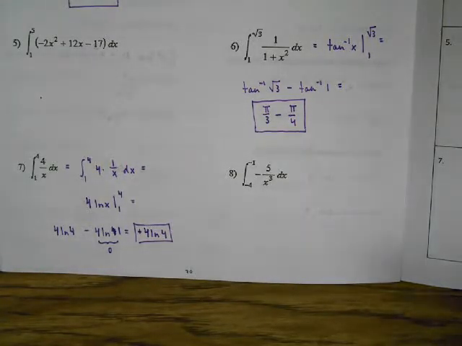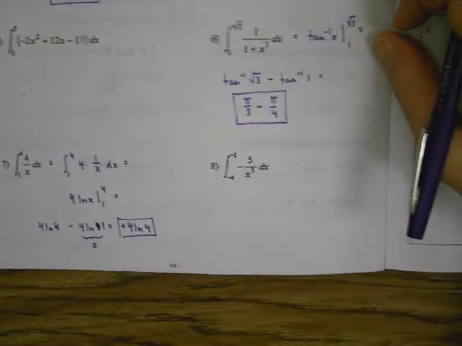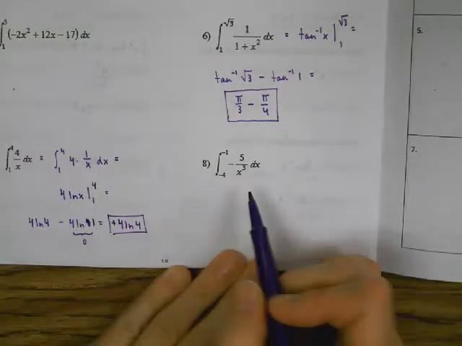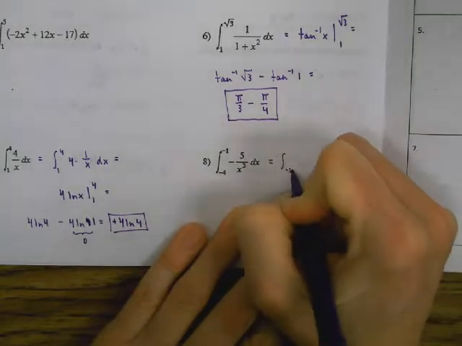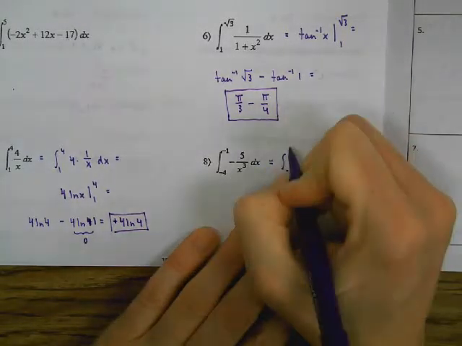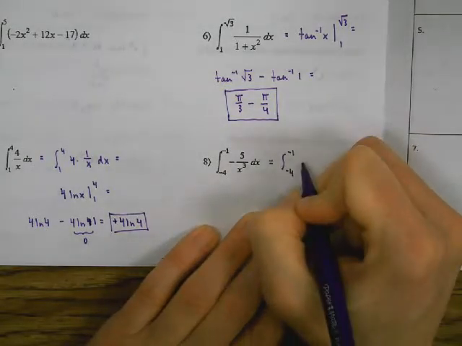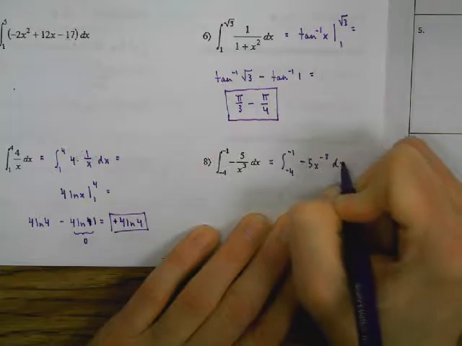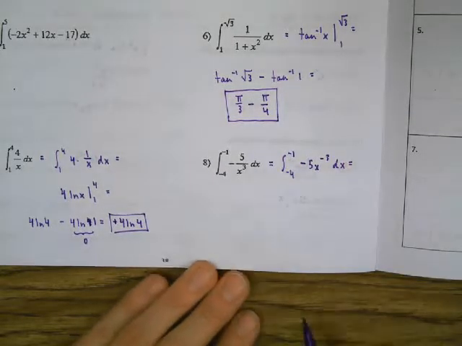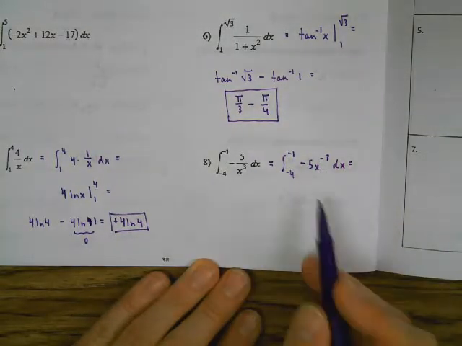All right, one more and then we'll be done for today. All right, now here, we have to be careful. I'm going to rewrite this to make this a little easier to deal with. So I'm going to have the integral from negative 4 to negative 1. This is really negative 5x to the negative 3 dx. I think rewriting it helps us because now we can just use our power formula.